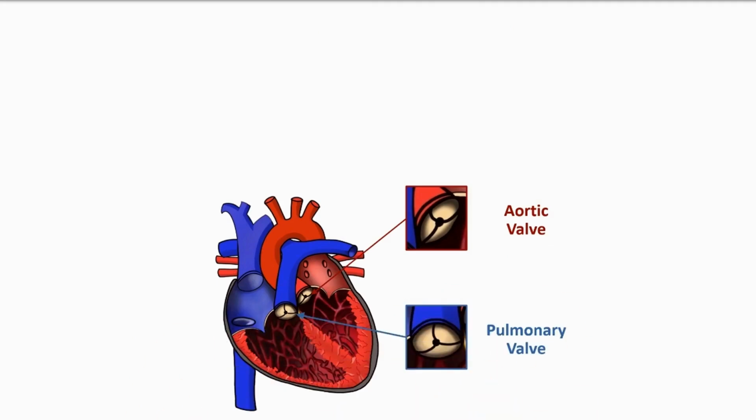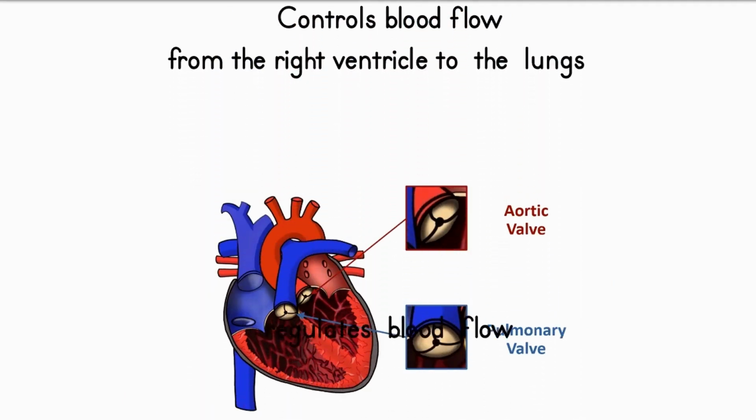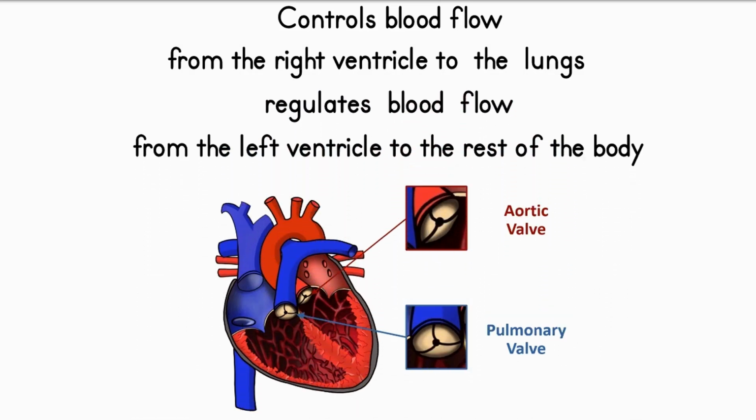Additionally, we have the pulmonary valve, which controls blood flow from the right ventricle to the lungs, and the aortic valve, which regulates blood flow from the left ventricle to the rest of the body.